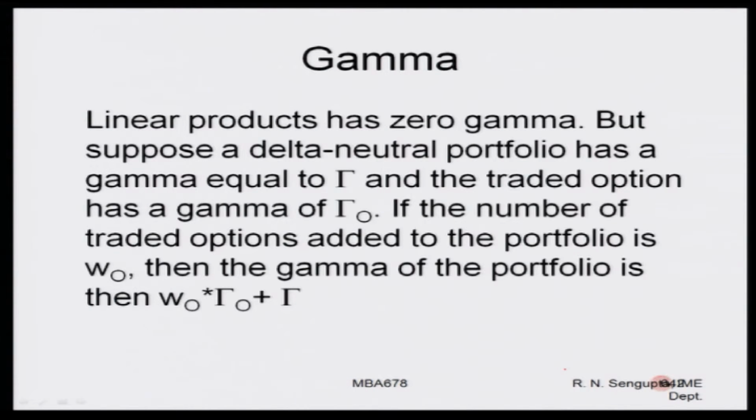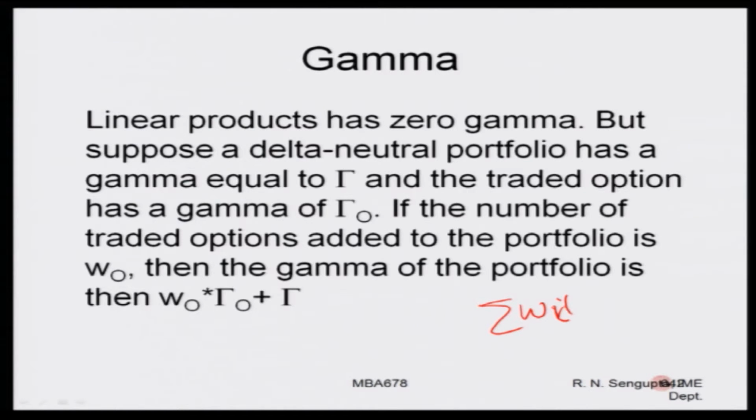Linear products have 0 gamma, but suppose a delta neutral portfolio has a gamma equal to gamma, and the traded option has a gamma of gamma naught. If the number of traded options added to the portfolio is W naught, then the gamma of the portfolio is given by W naught times gamma naught plus gamma, because the delta neutral portfolio has this gamma value. And if you are trading n W0 such options, where W0 is the total quantum considering the total price, then multiplying by gamma gives the overall gamma of the portfolio.